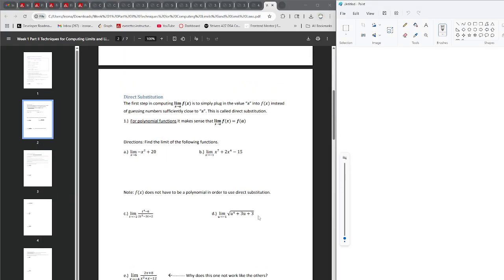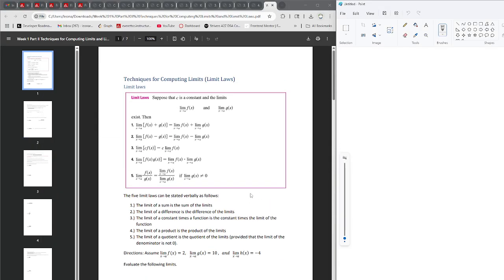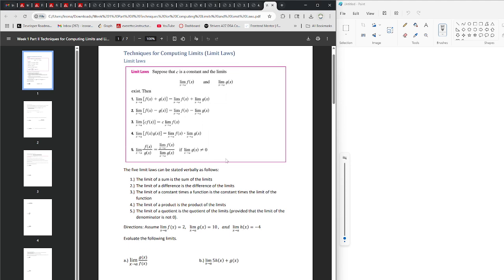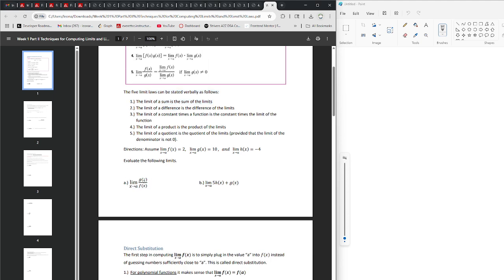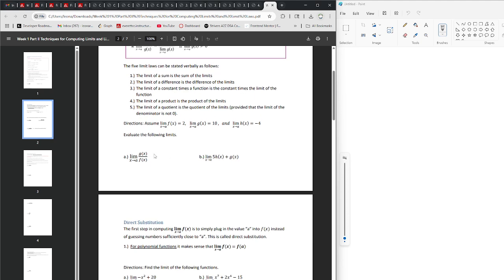Okay, speed run again. This is the second fun sheet. It's the same week, but we're computing limits, limit laws. I'm gonna skip over this because I know it, and hopefully you know it. The five limit. Okay, evaluate the following limits.